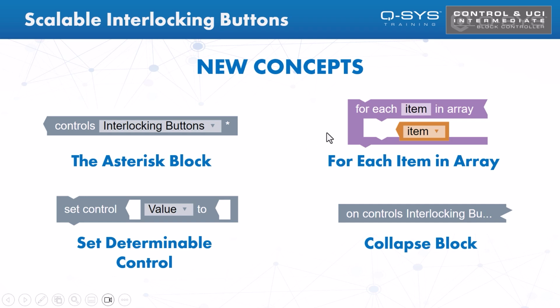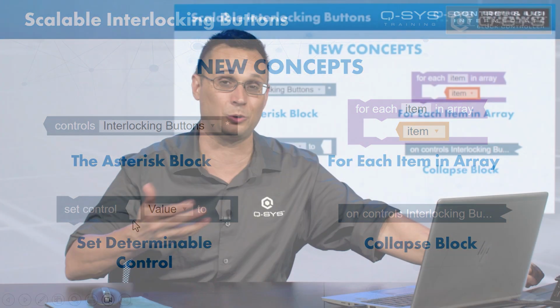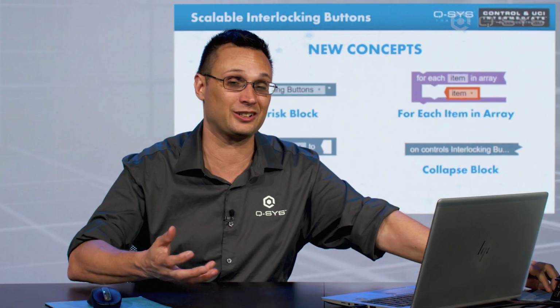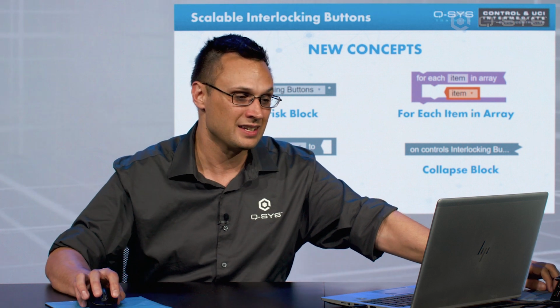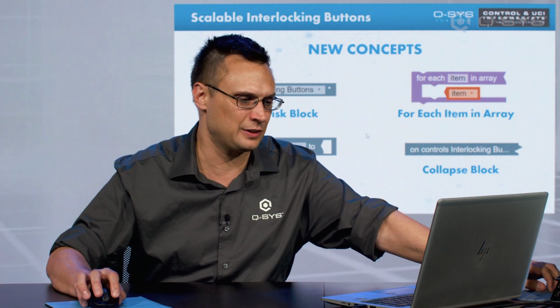I'm going to use a little bit of a loop, the for loop. And the for loop has an item in it that is a local variable. We're going to use this control that we're calling the set determinable control, which is basically a set control block that doesn't know inherently which control it's going to change. And we already collapsed blocks, so you've seen that last time.